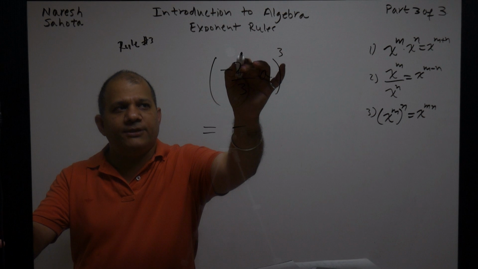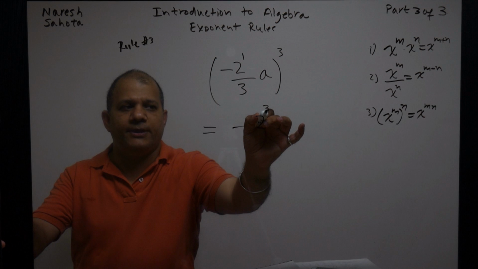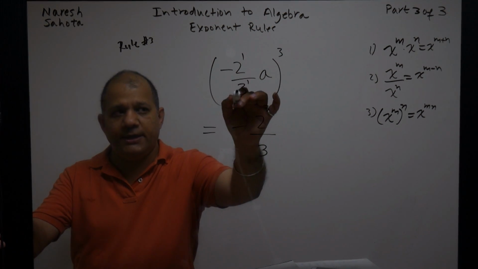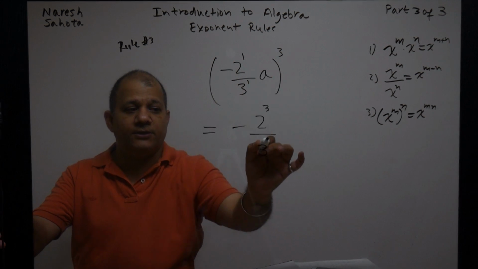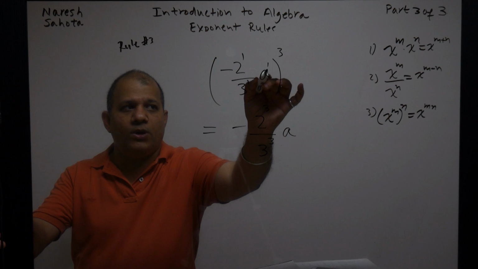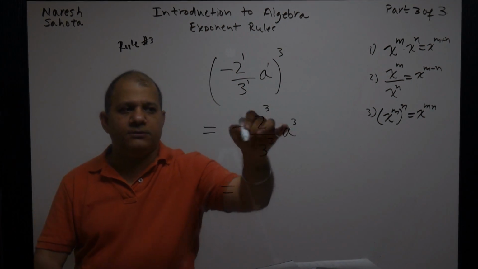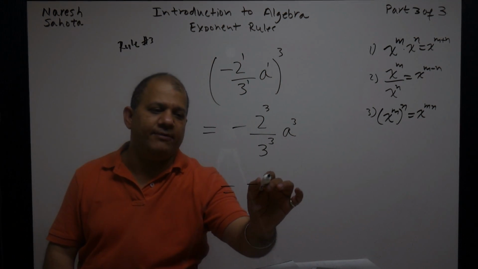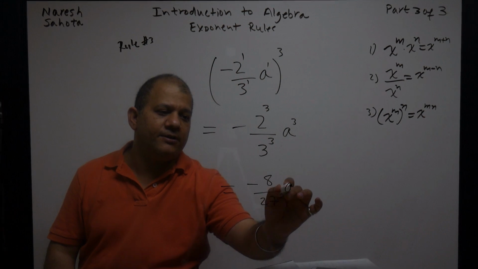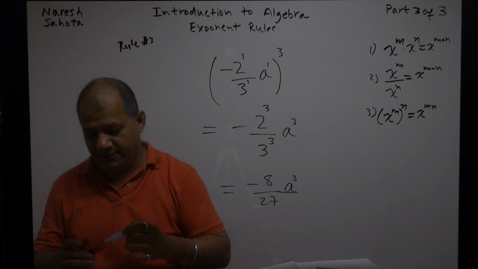And now the base 2 has an exponent of 1, so 1 times 3 is 3. All over, base 3 has an exponent of 1 here, so 1 times 3 is 3. And then a also has an exponent of 1, so 1 times 3 is 3. And now simplify this, so we have negative 8 in the numerator and 27 in the denominator, and then a to the 3, and a goes with the numerator. So that's the final answer.